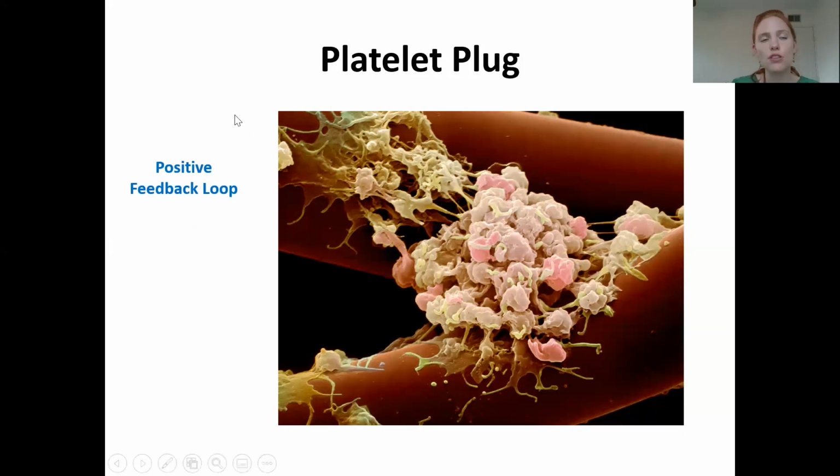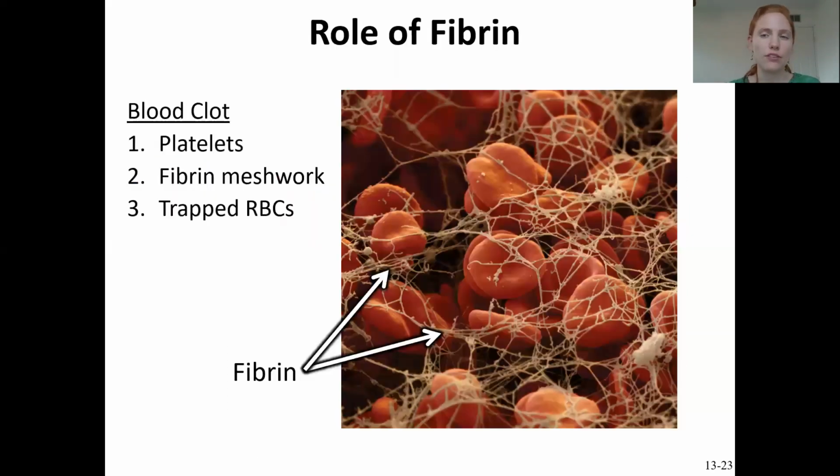And so this is one of the rare examples of a positive feedback loop, where you just get bigger and bigger and bigger. And then that's going to recruit enough platelets to physically clog up the damage, the hole in the blood vessel, and that's called the platelet plug. So are we done yet? The answer is no, we are not.